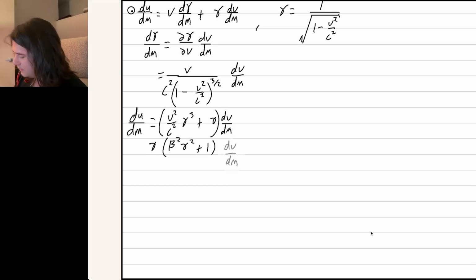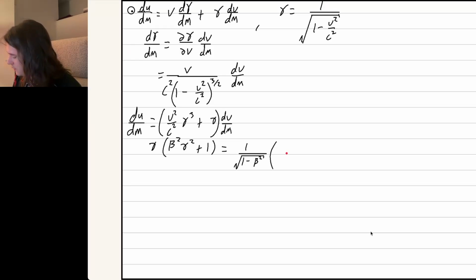I'm just going to look at this guy. Let's expand it into what we know gamma is. It's just 1 minus beta squared outside. On the inside, we'll have beta squared divided by 1 minus beta squared, plus 1. That's going to be root 1 minus beta squared.